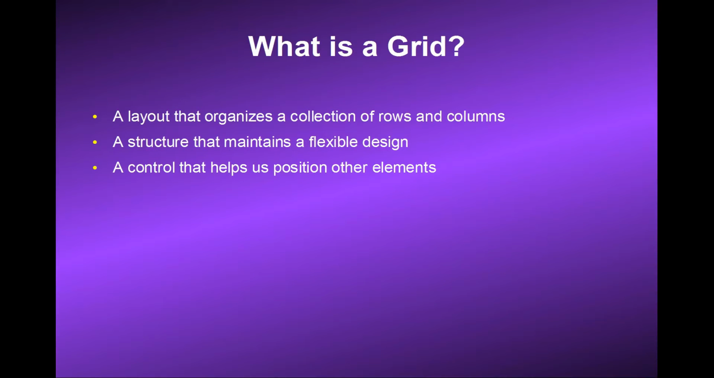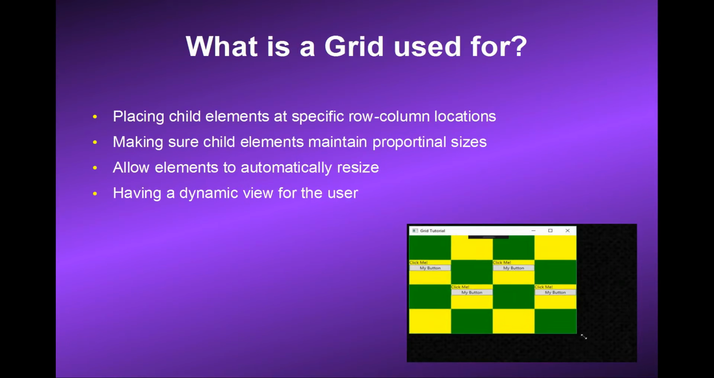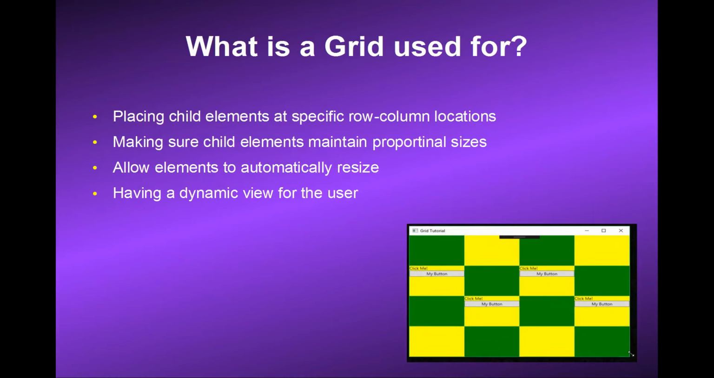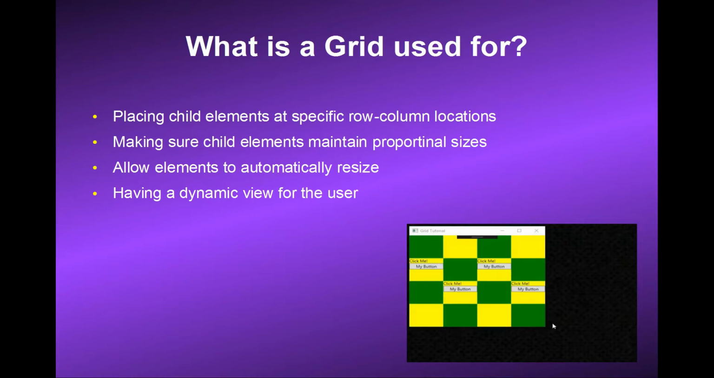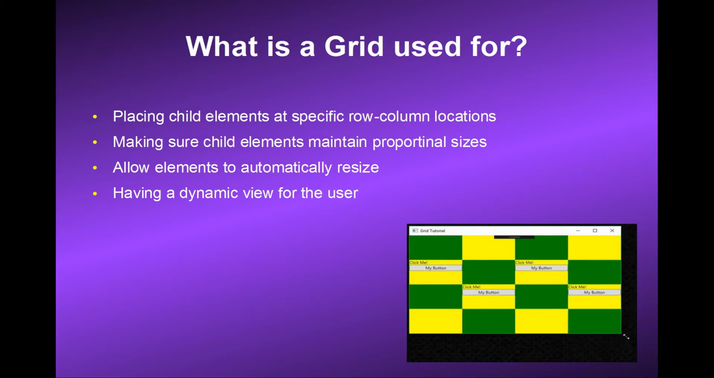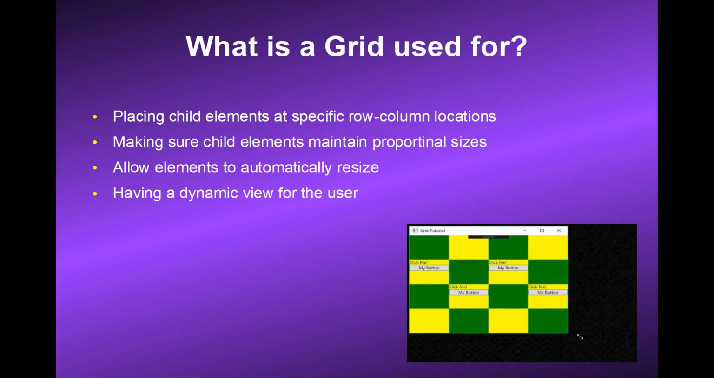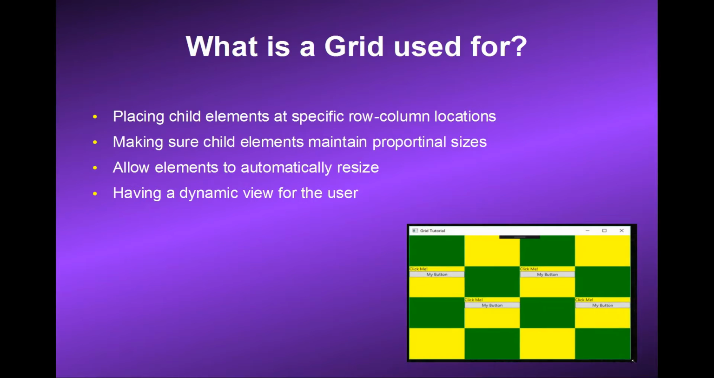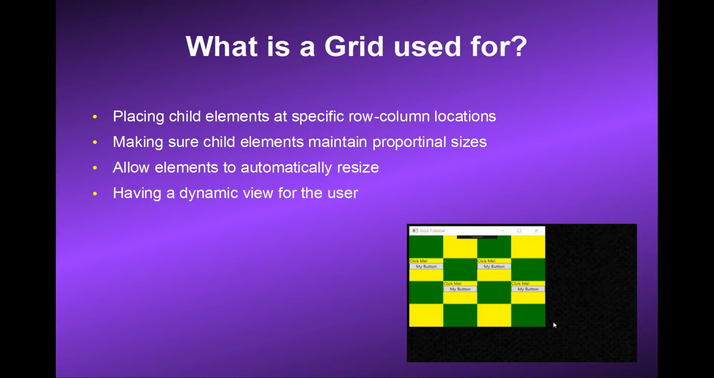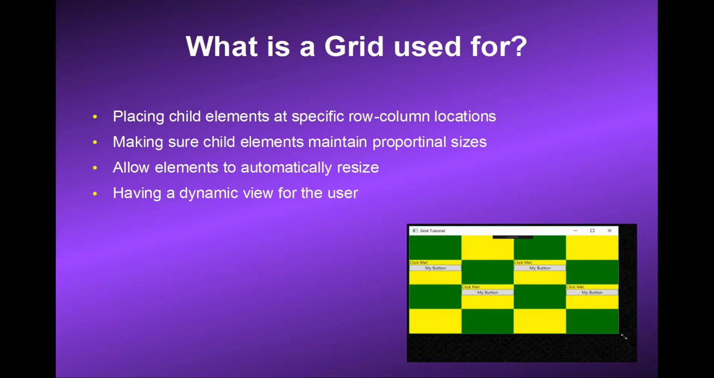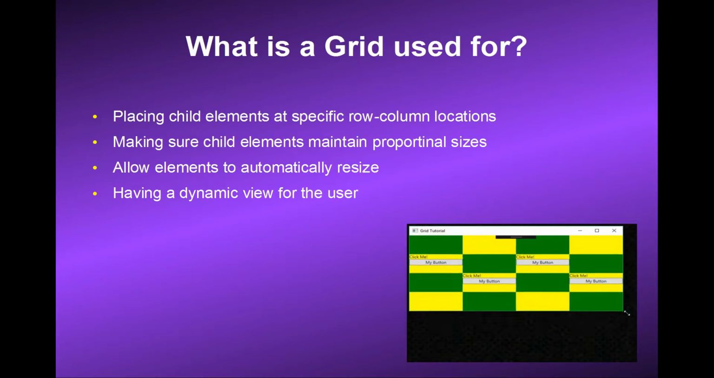What is a grid? A grid is a layout that organizes a collection of rows and columns, a structure that maintains a flexible design, and a control that helps us position other elements. What is a grid used for? Placing child elements at specific row column locations, making sure child elements maintain proportional sizes, allow elements to automatically resize, and overall having a dynamic view for the user. I have a small GIF example at the bottom of an application I made to show how dynamic a grid makes the controls within it.